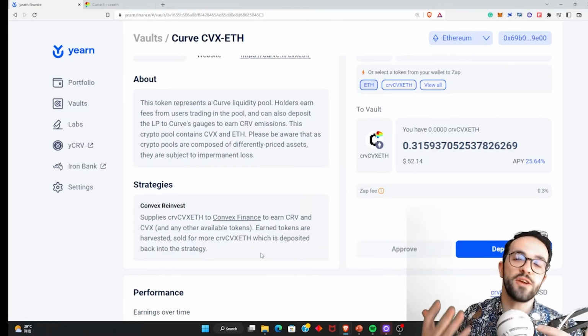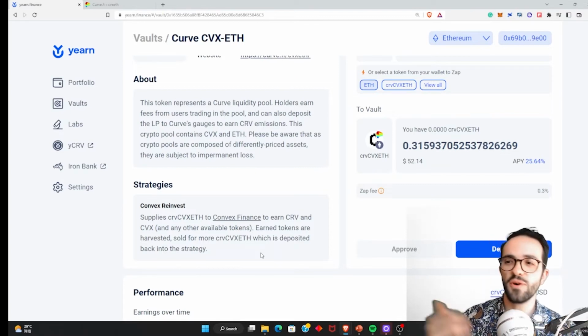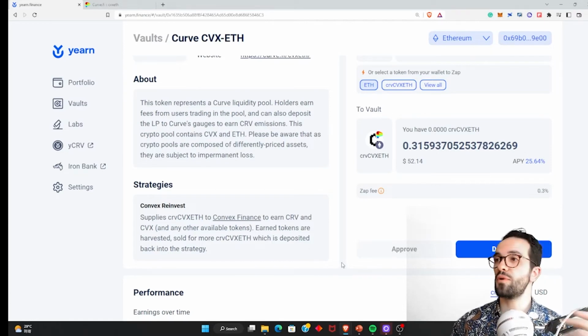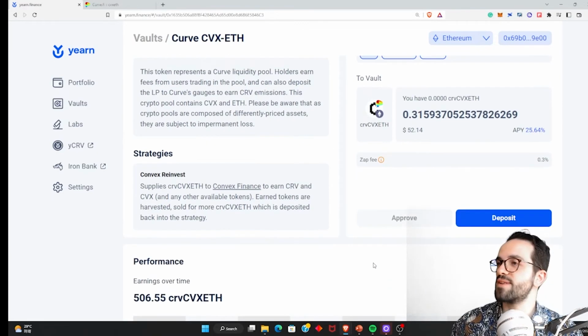So if you do it by yourself, you'll receive these tokens, and then you need to go in manually, sell the tokens, harvest the tokens, convert it back to Curve CVX ETH. So there is a lot of work, and it's not efficient. But you can do it in an automated way with Yearn, and this is going to maximize your yields, and it's going to maximize the compounding effect.